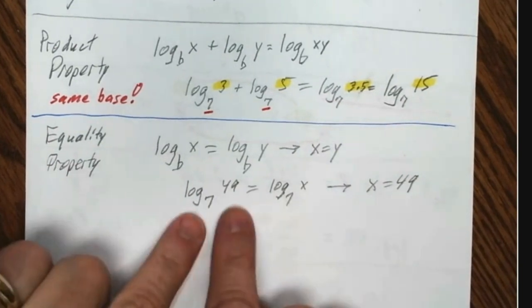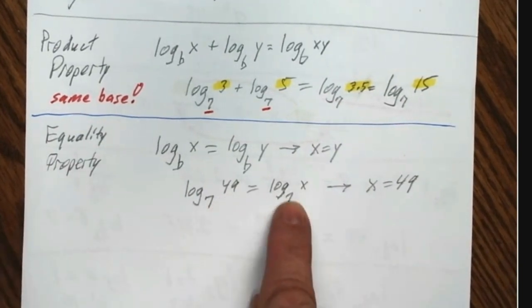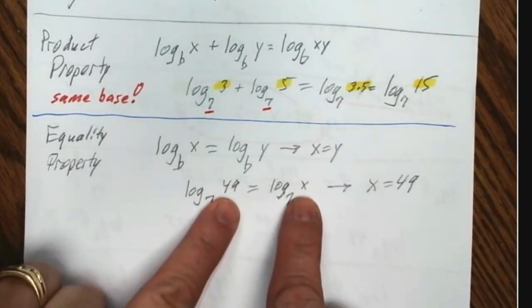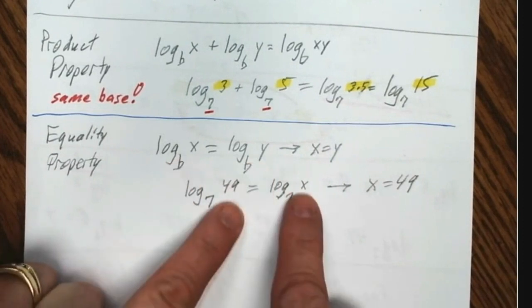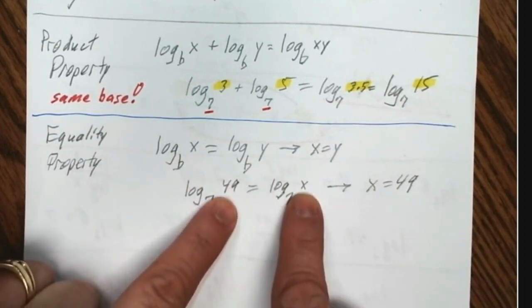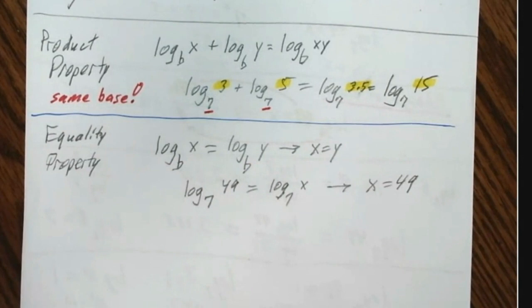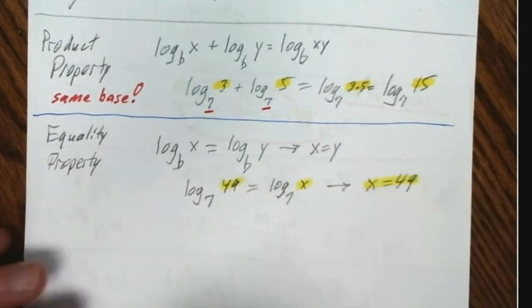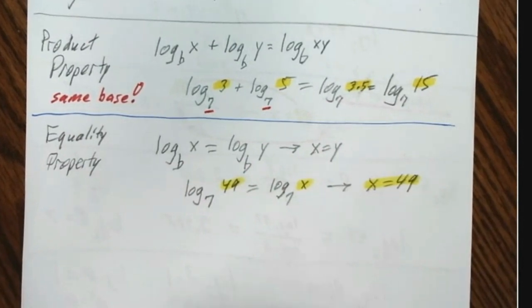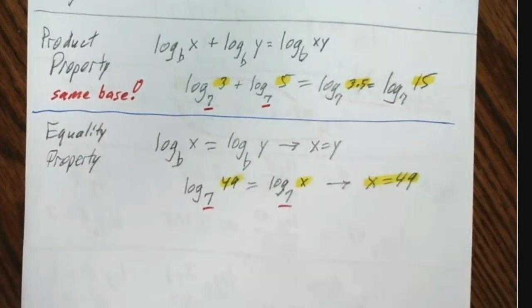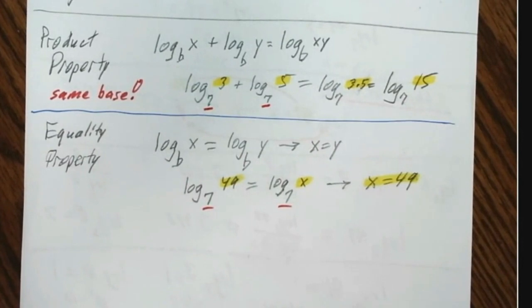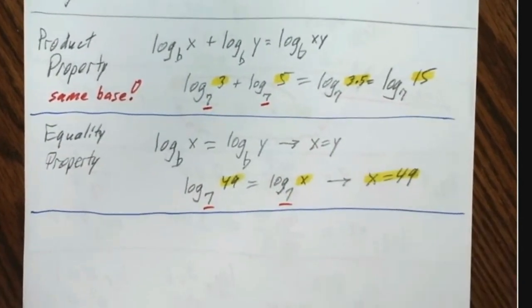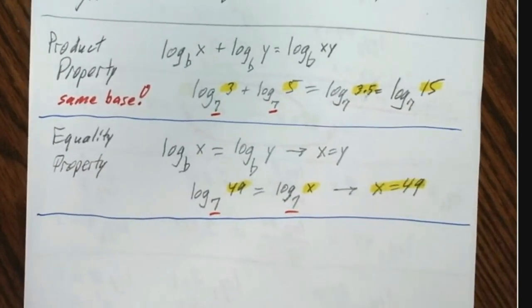Sure, because log 7 of 49 can't equal log 7 of 2. If those are equal, then these numbers have to be equal. These are the same base, so equal everything. And again, same base. That's the important part there. All right. Product property, equality property.